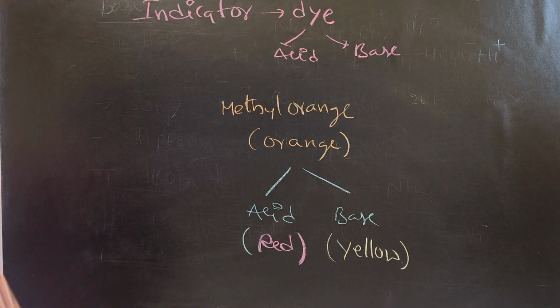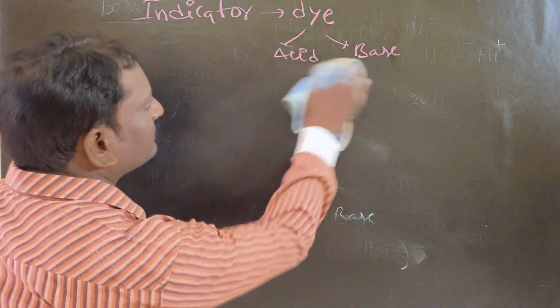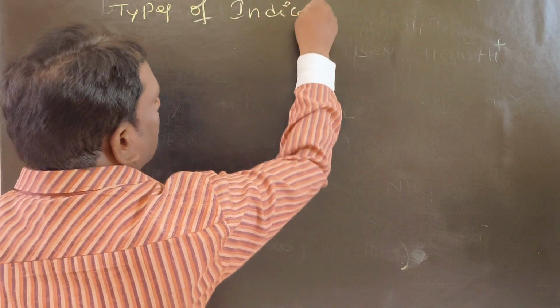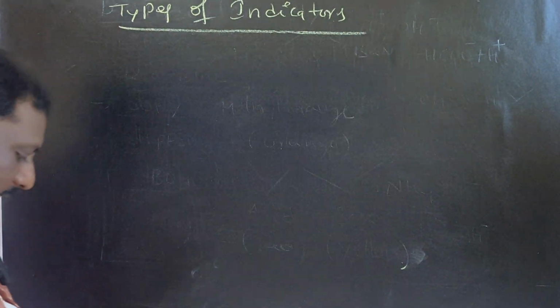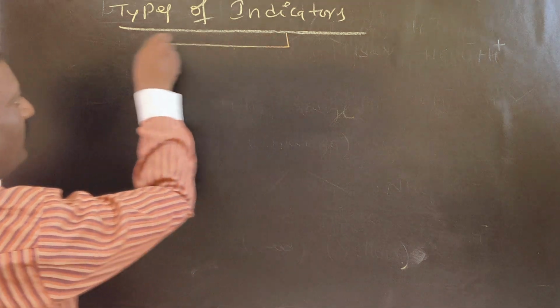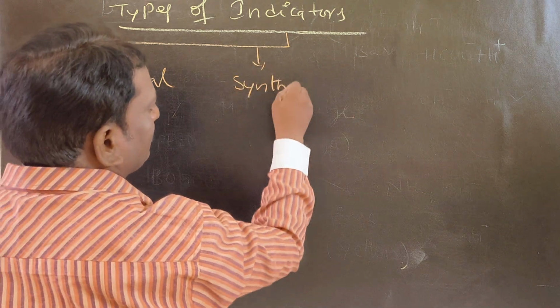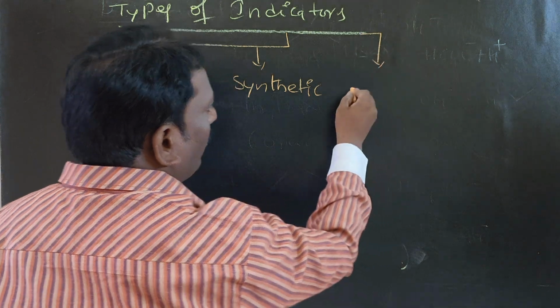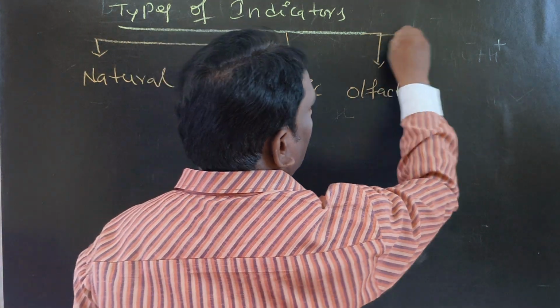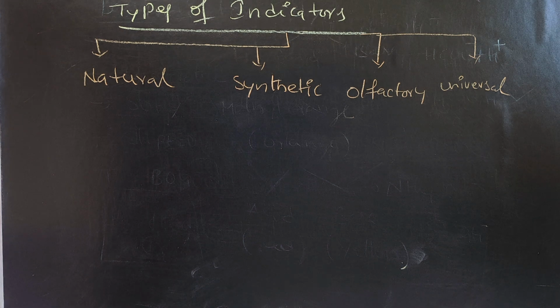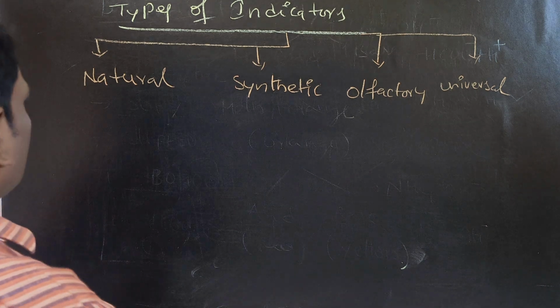Okay, right. Next one, types of indicators. Indicators can be classified into different types. These are natural indicators, synthetic indicators, olfactory indicators, and universal indicators.